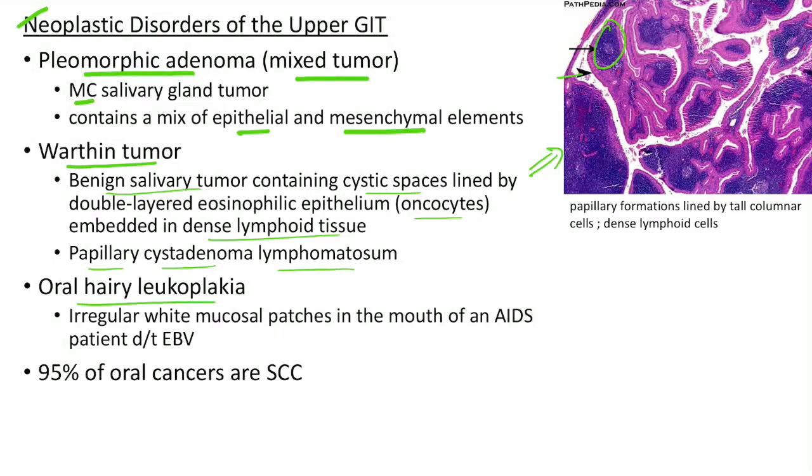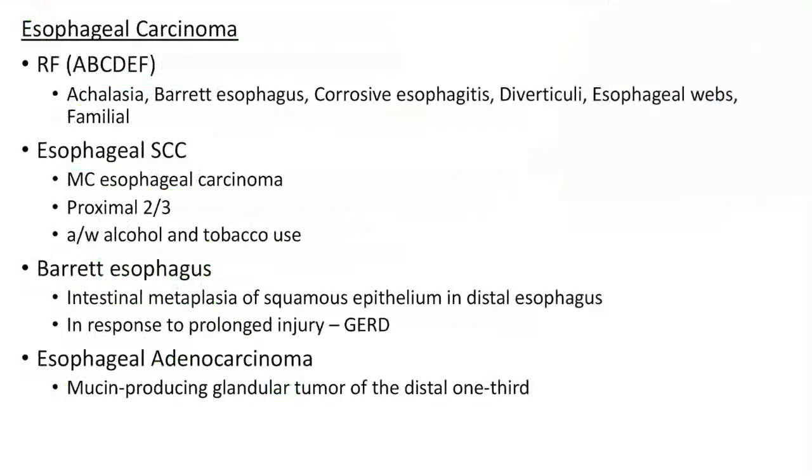Now let us see about oral hairy leukoplakia. In this case, there are irregular white mucosal patches in the mouth of an AIDS patient. It is caused due to Epstein-Barr virus. It is important to remember that 95% of all oral cancers are squamous cell carcinomas.